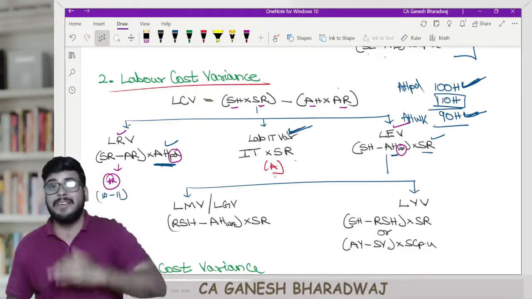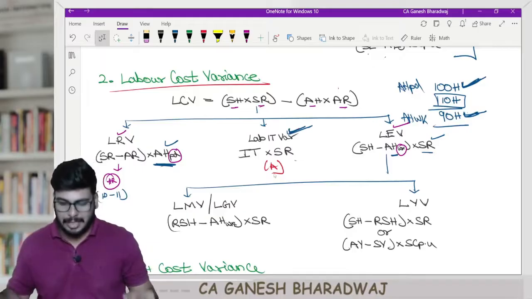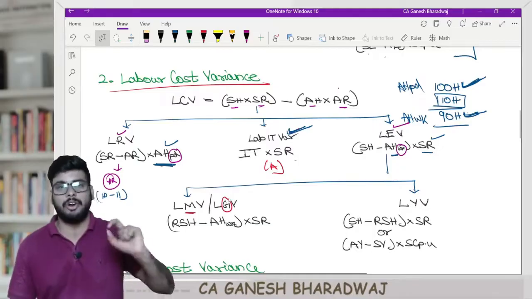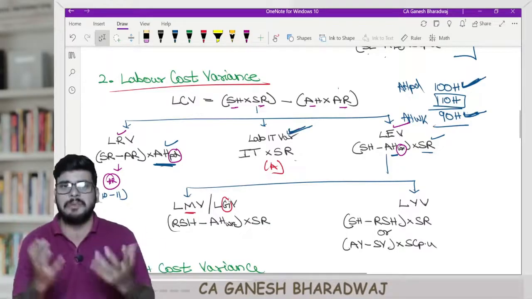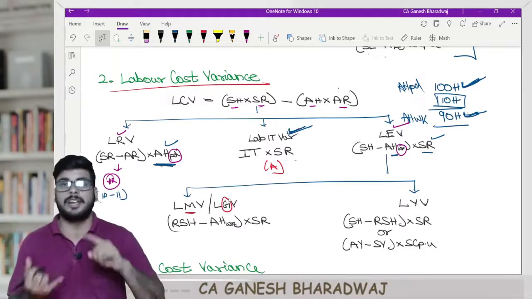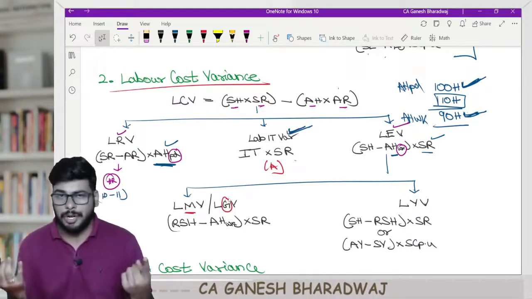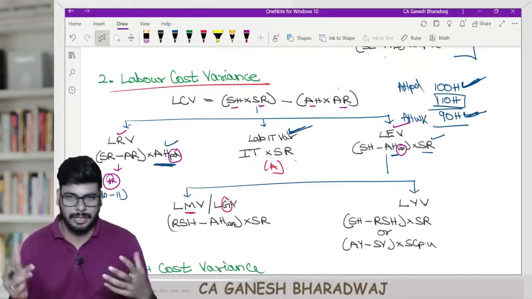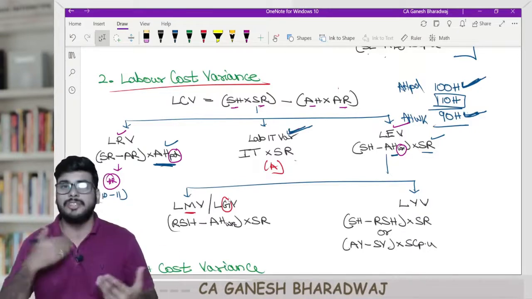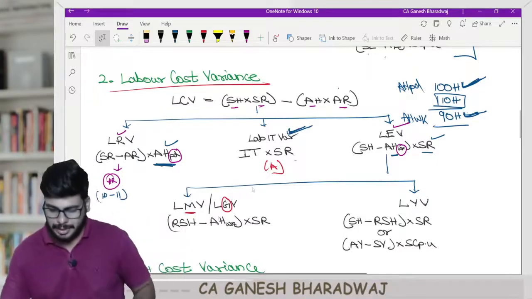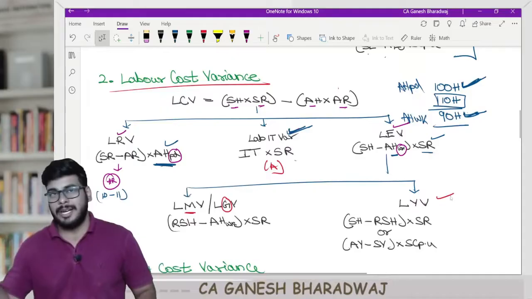Now, this labor efficiency variance can be further classified into labor mix, also known as gang, so labor gang or mix variance. Gang means a group of people. When you have more than one skill set, like unskilled, semi-skilled and skilled workers, only then do you have this concept of mix or gang variance. The other one is called yield variance.